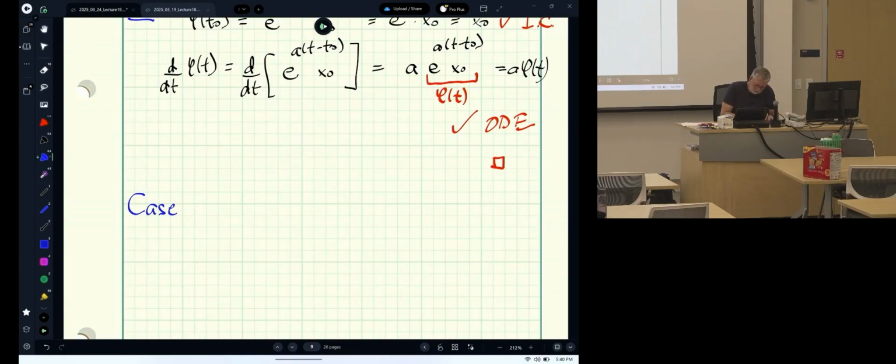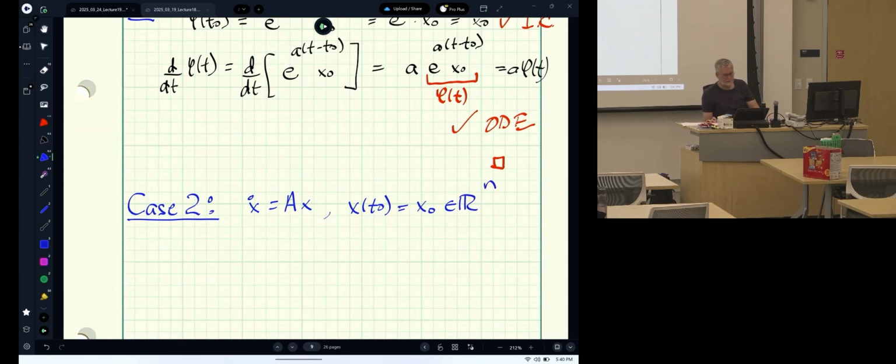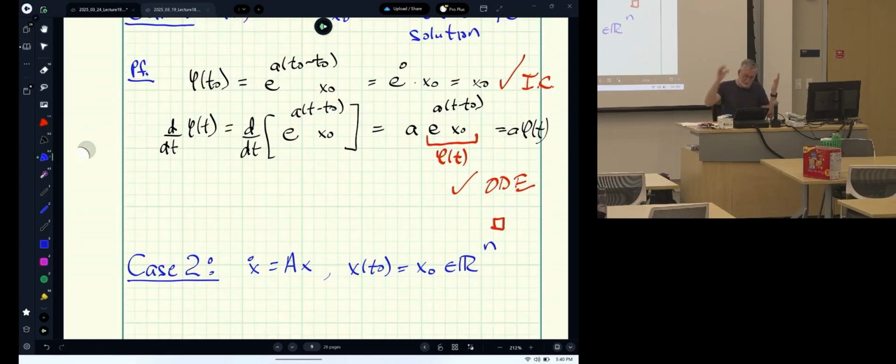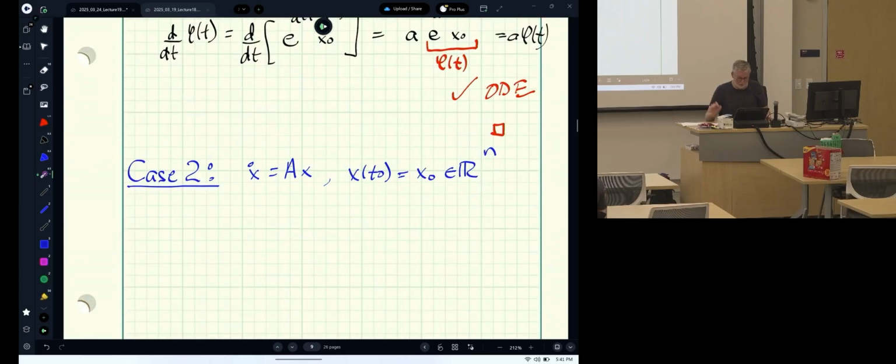Can you see where I might be going now? x dot equals Ax, x at t0 equals x0 in R^n. I'm looking for a class of functions that when I differentiate them, I get a matrix out in front. That looks pretty wild. It looks extremely wild.